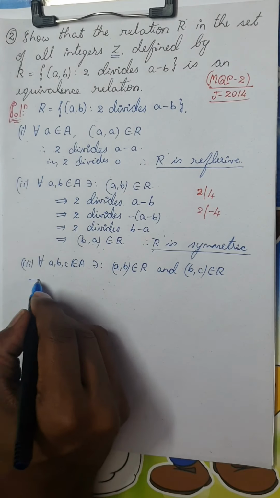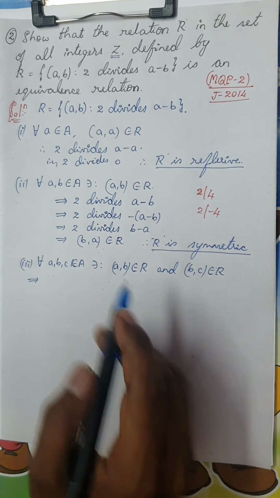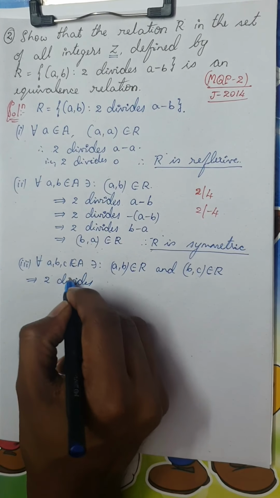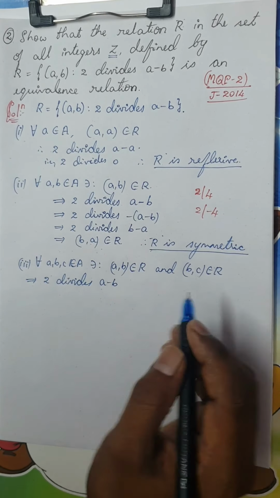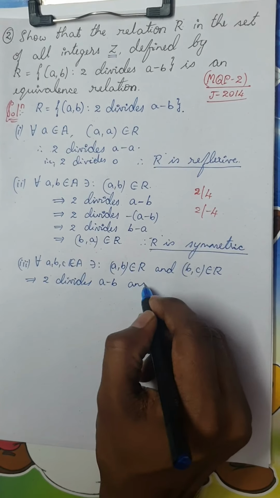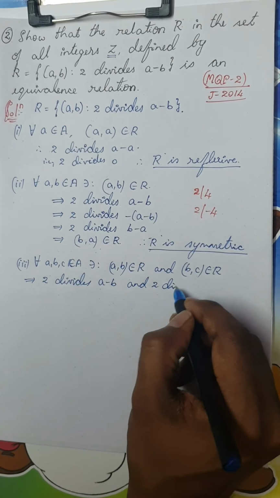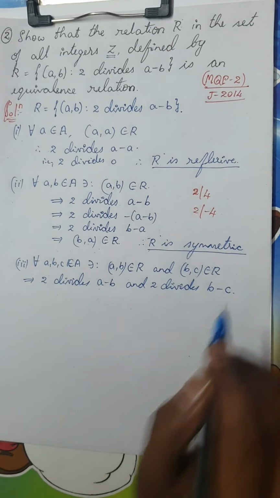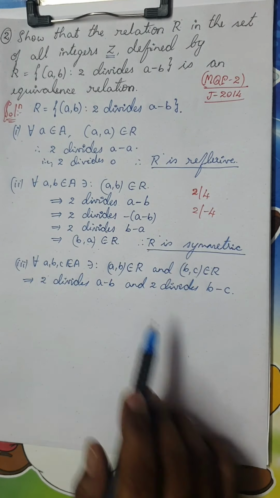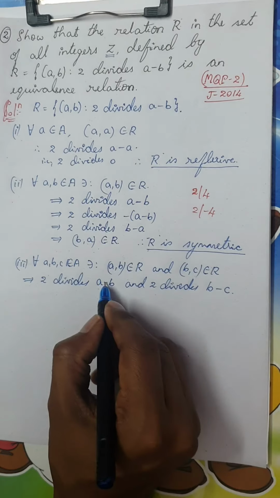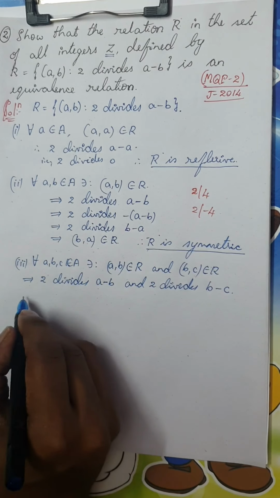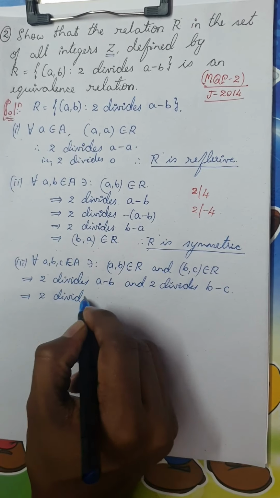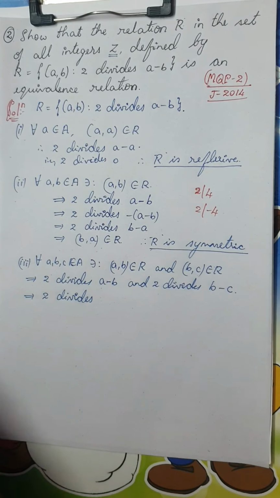Okay. So if A comma B belongs to R and B comma C belongs to R, I can write 2 divides A minus B from this. And 2 divides B minus C. Are you following? So 2 divides A minus B and 2 divides B minus C. This implies 2 divides the sum of them. Are you following? Now check this.